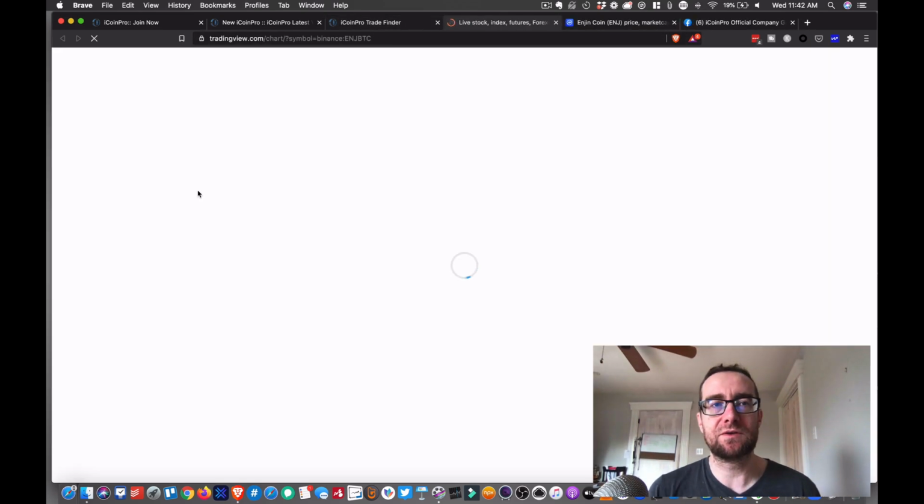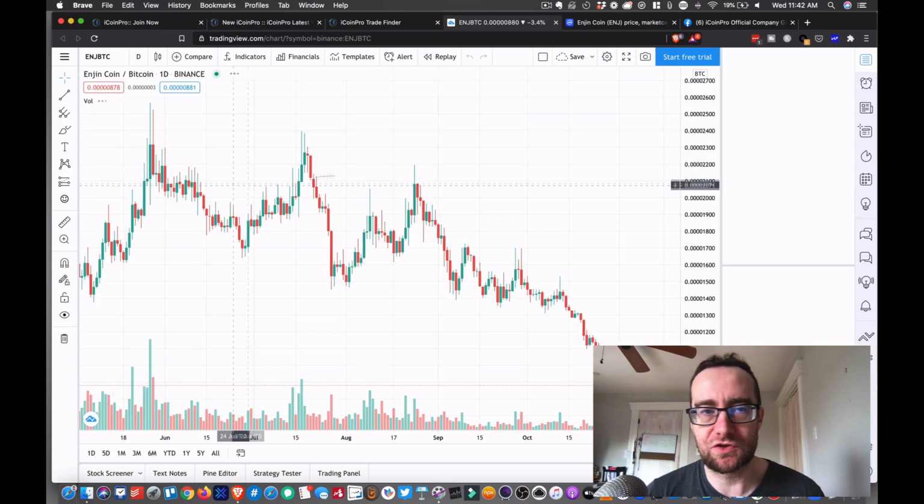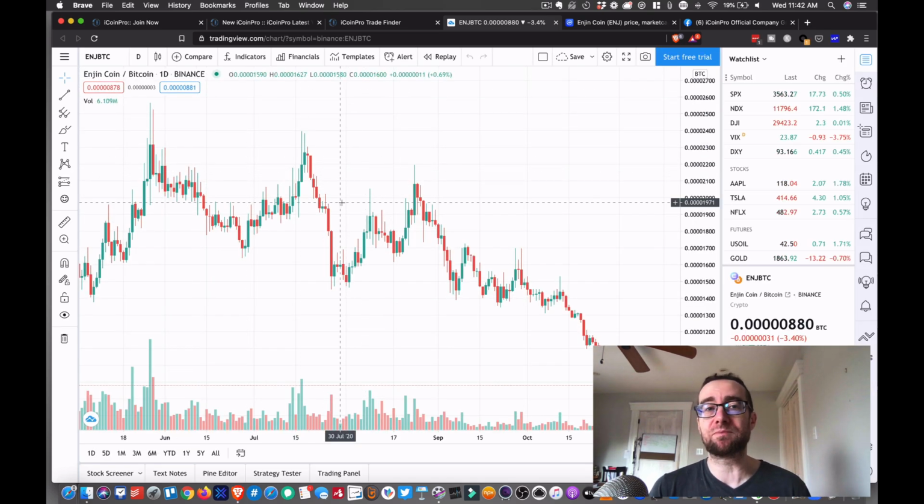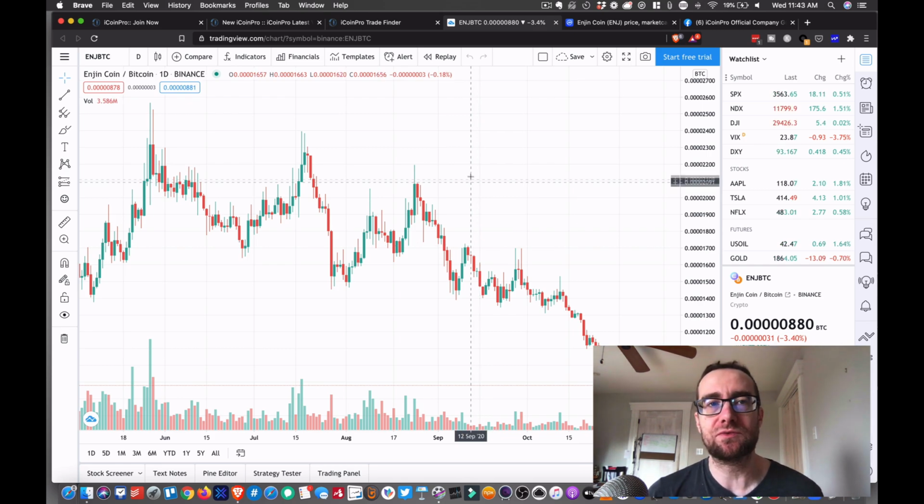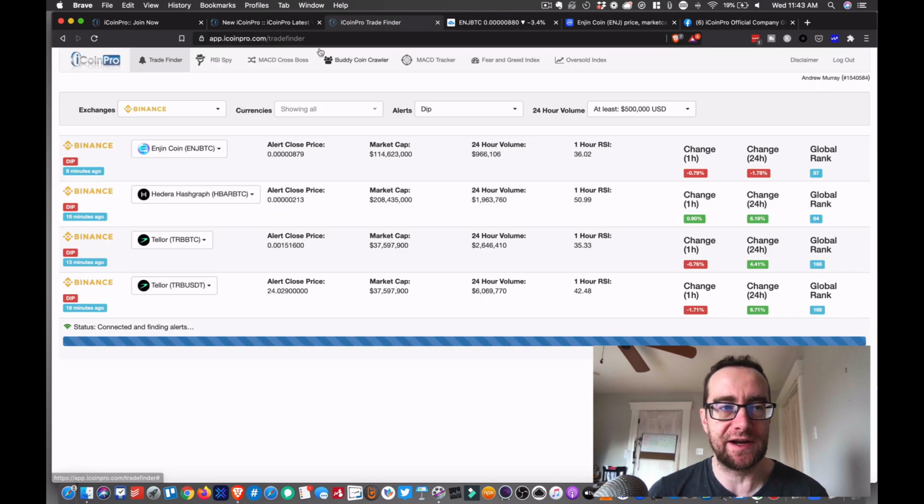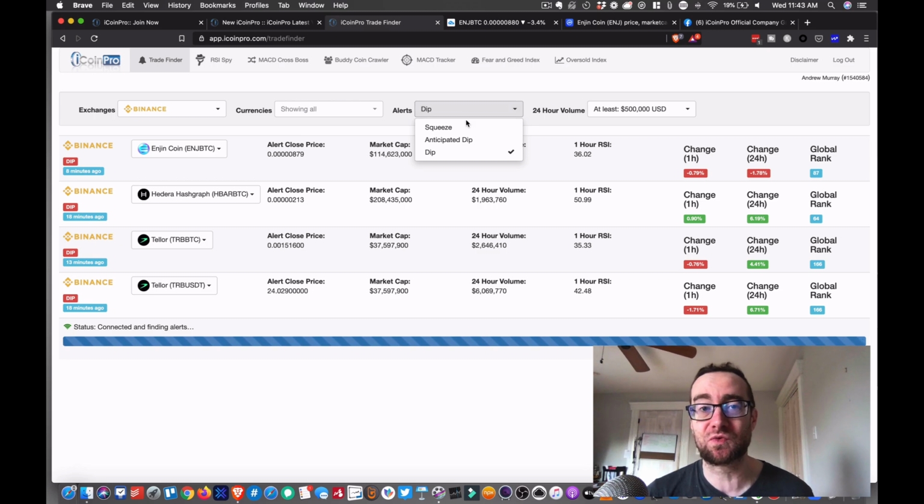And if I go to TradingView, it's going to take me right to the TradingView chart. Now, iCoinPro tells you how to set up the chart so that you have the right indicators on it. So it's going to tell you when to take that trade. Okay. So that's really cool. So if you just want to focus on the dip, this is really easy.